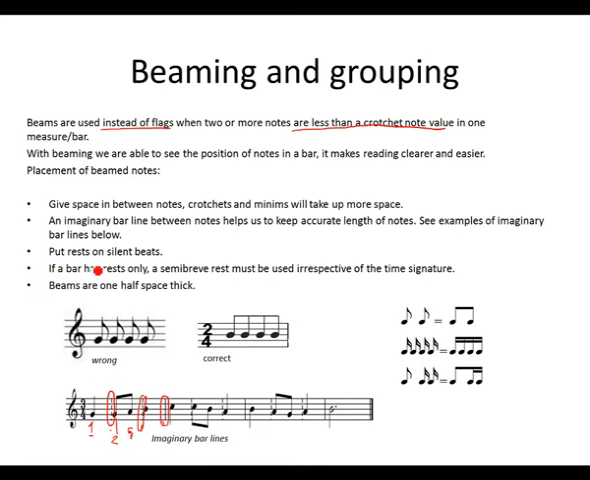Put rests on silent beats. Every silent beat must be represented by a rest. If a bar has rests only, a semibreve rest must be used irrespective of the time signature. For instance, a 3-4 bar would have three crotchet rests. Instead of writing out three crotchet rests, write just one semibreve rest to represent all of them. This is irrespective of the time signature. Remember this rule. It's very important.